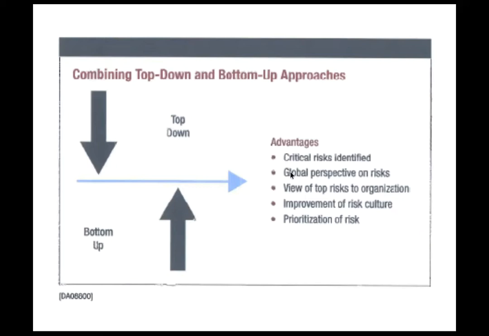Typically, when you have that top down as well, you have a global perspective on the risk. It's not just your plant or your operations. Having the top down will help with that. You get a view of the top risks to the organization, which, once the senior leadership helps identify some of the risks that they're concerned about, then operations can look at those and help align from an operational day-to-day standpoint. By doing both, you'll have improvement of a risk culture.